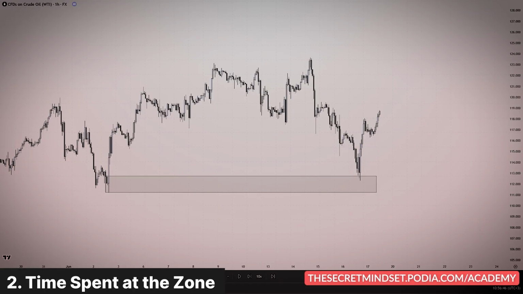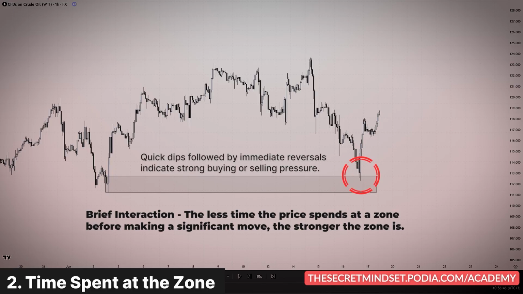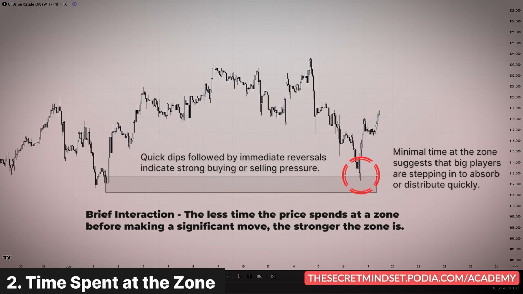Another factor to consider is the amount of time price spends at the zone before making that initial move. The less time price hangs out at a level, the more likely it is to be a key turning point in the market. So if you see price just kind of dip into a demand zone and then immediately start rallying higher, that's often a signal that big buyers have stepped in and are absorbing all the available supply.